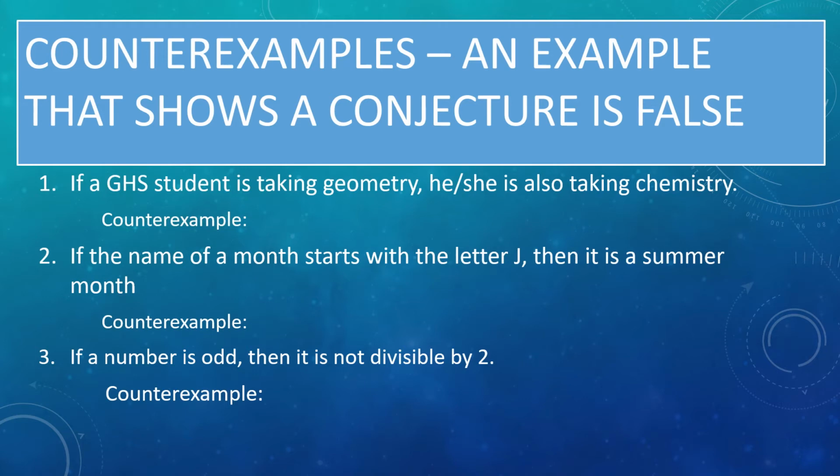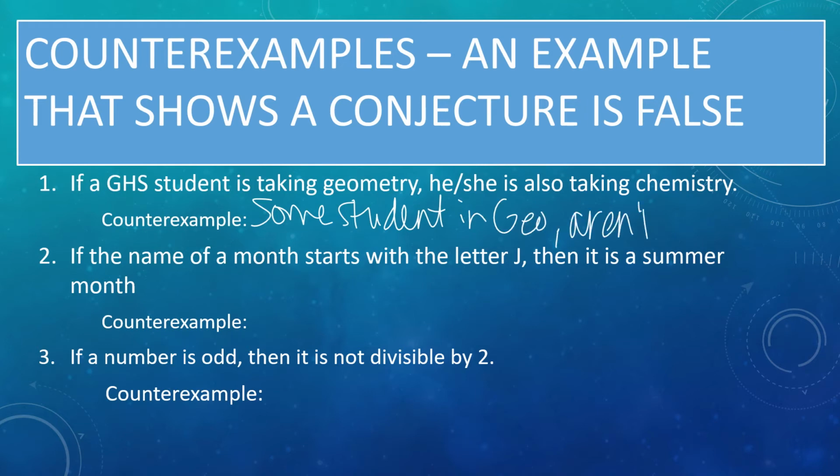So write this down. Counterexamples. An example that shows a conjecture is false. So when a statement that is made is false, a conjecture is a statement, we need to make an example that shows that it's false. So in class, I had you guys raise your hand for this one, but if a GHS student is taking geometry, he or she is also taking chemistry. Tons of kids raised their hands that they were not taking chemistry. So the counterexample would be some students in geometry aren't taking chemistry.